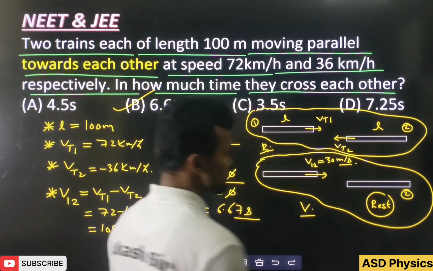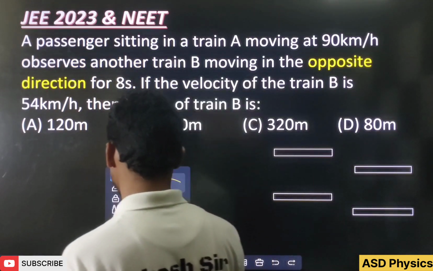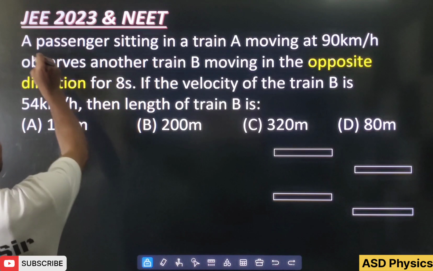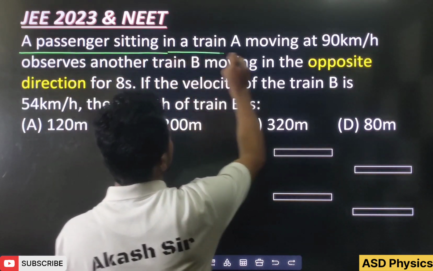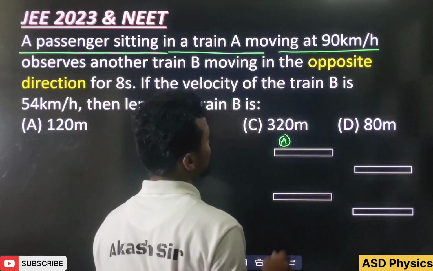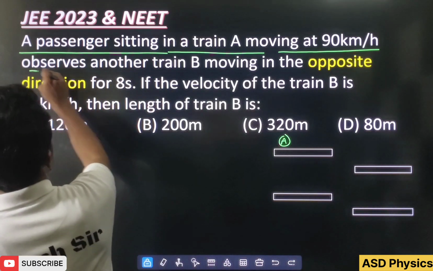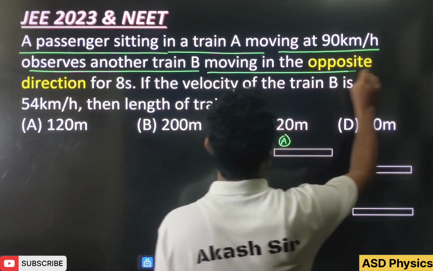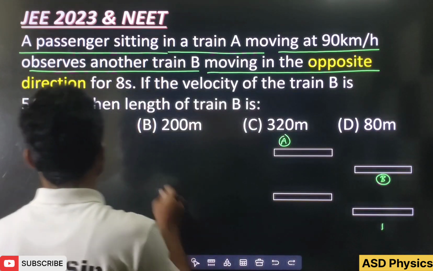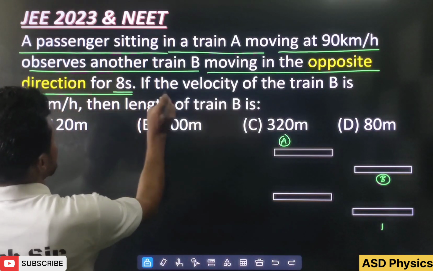Great. Now students, let's move to this question asked in the JEE 2023 exam. See the question: a passenger sitting in train A, moving at 90 km per hour, observes another train B moving in the opposite direction for 8 seconds. The time is given as 8 seconds.